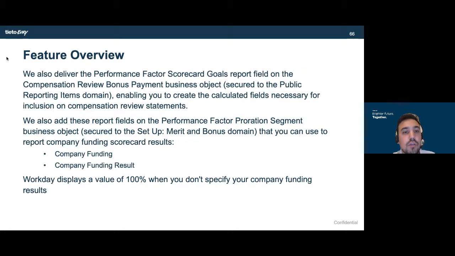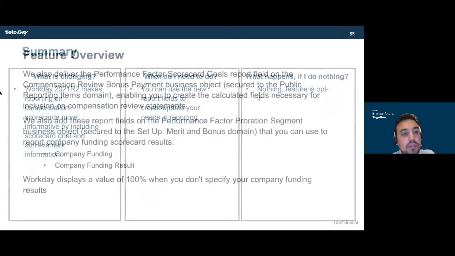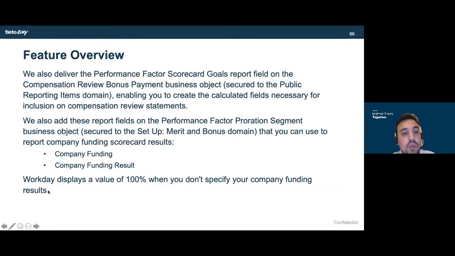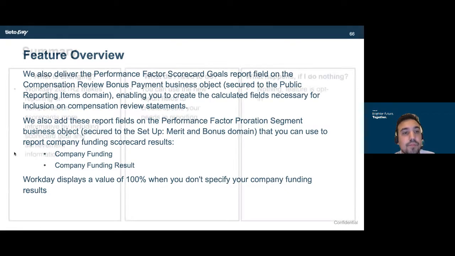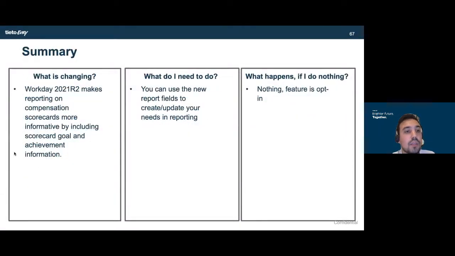Workday is also adding a report field on performance factor operation segment business object that you can report and use for your company funding and company funding results. Please keep in mind also here it's important: Workday will display 100% if you don't have any company funding result and you are using this field in your reporting. So what's changing? Workday is making the reporting for compensation scorecard much more available by adding new report fields to adjustment for and all compensation review business objects.